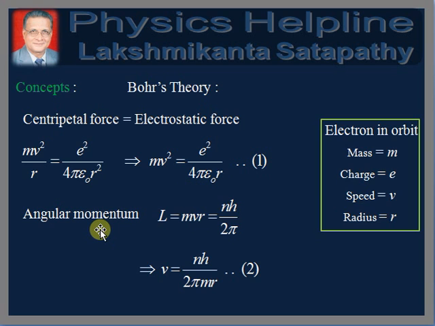And according to Bohr's postulate, angular momentum of an electron in orbit should be an integral multiple of h by 2 pi. Therefore, we write L is equal to mvr, which is equal to nh divided by 2 pi, which gives v is equal to nh divided by 2 pi mr.